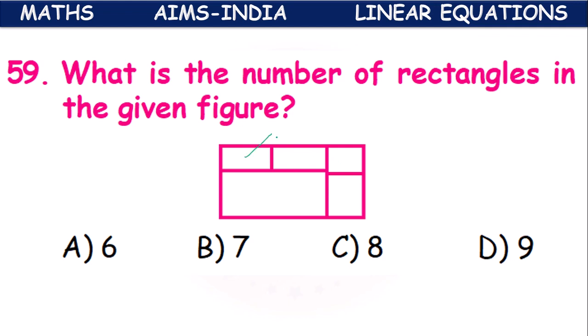Anything else? 1, 2, 3, 4, 5. Individual 5 completed. After that, this part, 6. This part, 7. Total part, 8. So 8 rectangles, children.